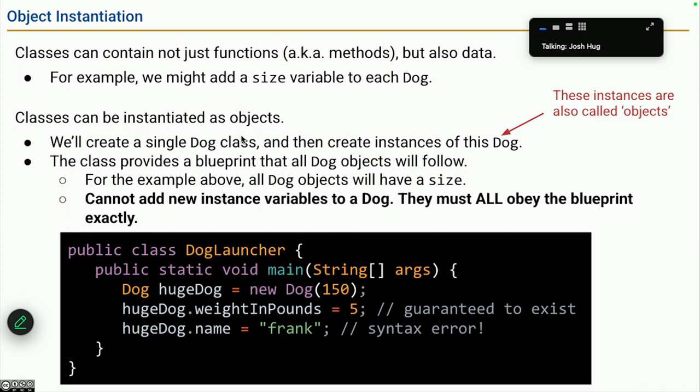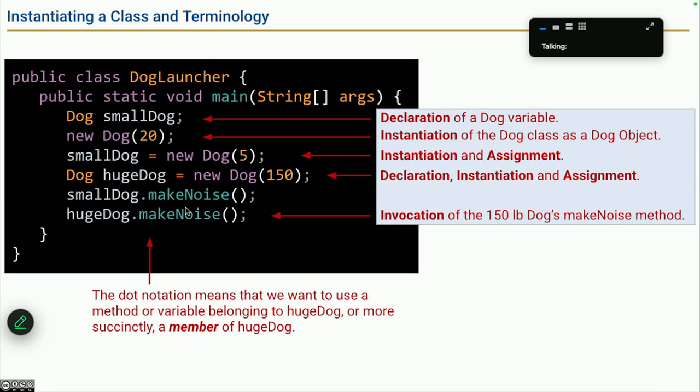Now classes, as we just saw, can have not just functions, but also data. We've been already saying that. And classes can be instantiated as objects. So that is this blueprint. This is how all dogs are built. All dog objects have a size, and we could never add new instance variables to a dog.